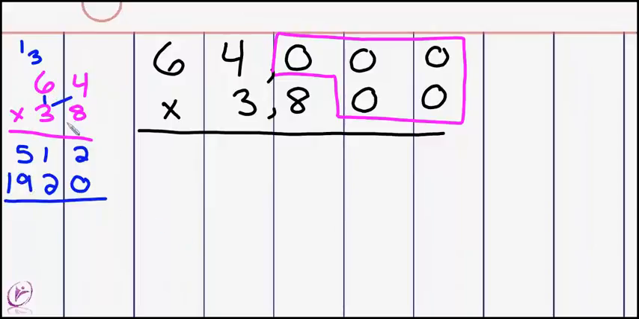Next, we just need to add up the work. 2 plus 0 is 2. 2 plus 1 is 3. 9 plus 5 is 14. And 1 plus 1 is 2. Again, don't forget, you have to look back at the original problem and add up your zeros. 1, 2, 3, 4, 5 zeros. So in our final answer, we need to add 5 zeros. So for this problem, the answer to 64,000 times 3,800 ends up being 243,200,000.